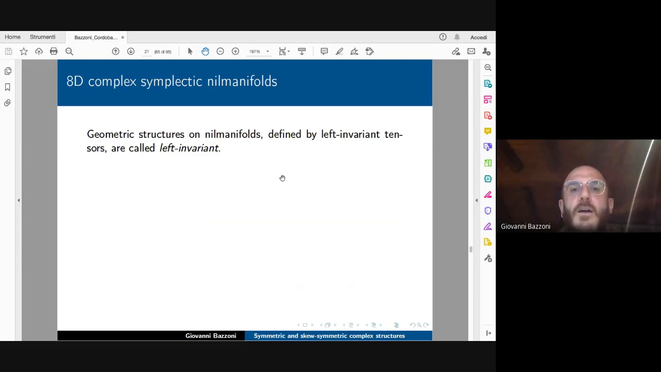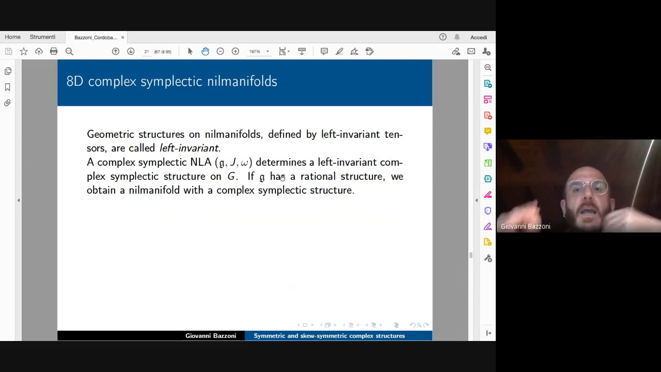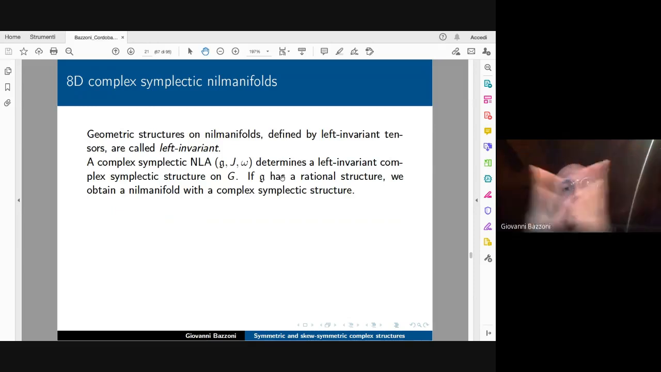Let's use our Lie algebras to construct 8-dimensional complex symplectic nil manifolds. If you have some geometric structure on a nil manifold which is defined by a left invariant tensor on the corresponding Lie group, then you call those structures left invariant, it's just terminology. And of course, if you have a complex symplectic nilpotent Lie algebra, you determine a left invariant complex symplectic structure on the only simply connected nilpotent Lie group with Lie algebra g. And then if you have a rational structure on the Lie algebra, you have a lattice in G, you can quotient, you can obtain a nil manifold, and this nil manifold has a complex symplectic structure.